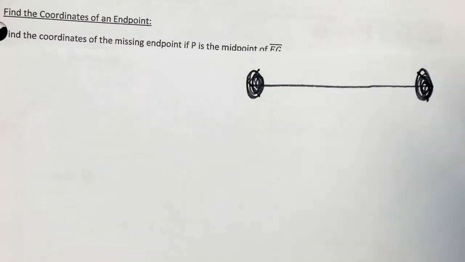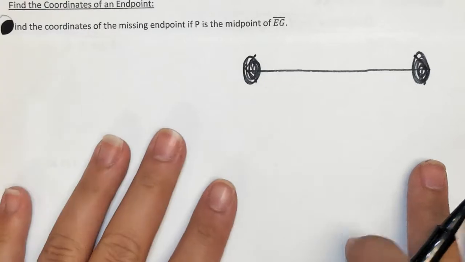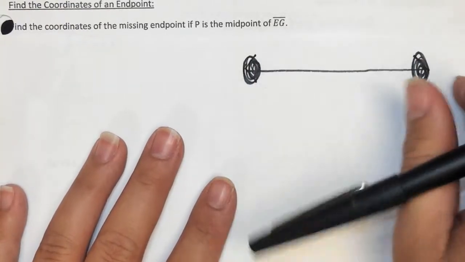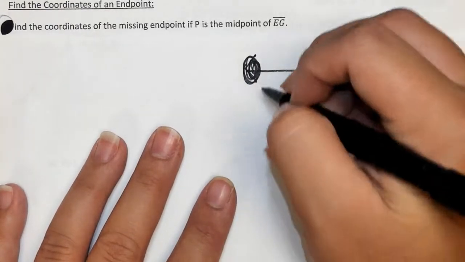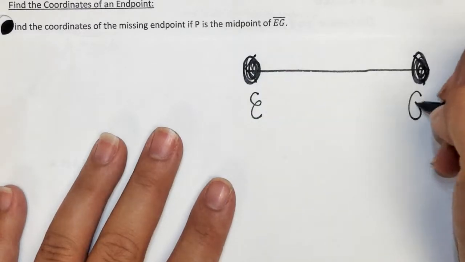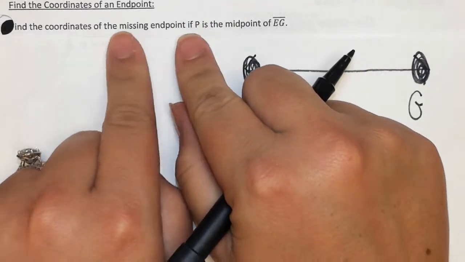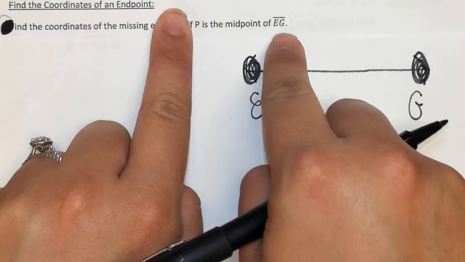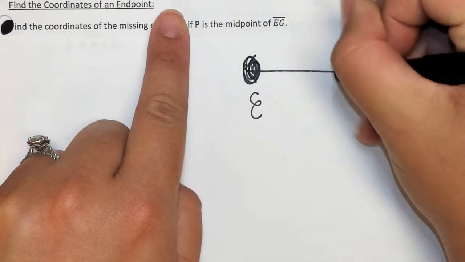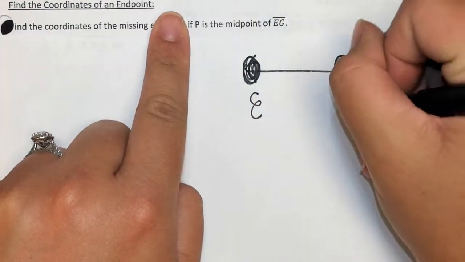There's a line segment. And what's it called? What are the endpoints? E and G. Okay, you have E and you have G. Now, it tells you that P is the midpoint. So let's put P in the middle. P is the midpoint.